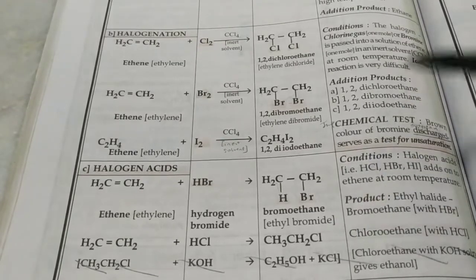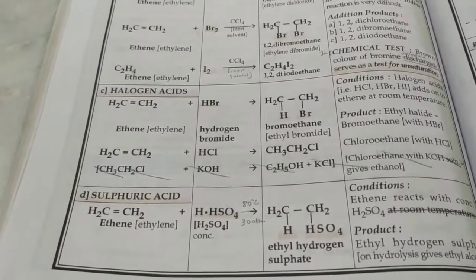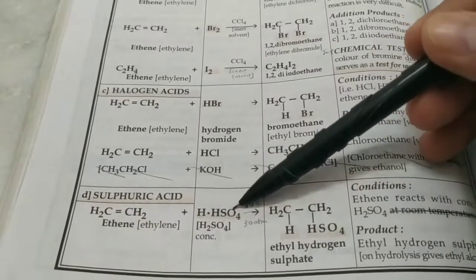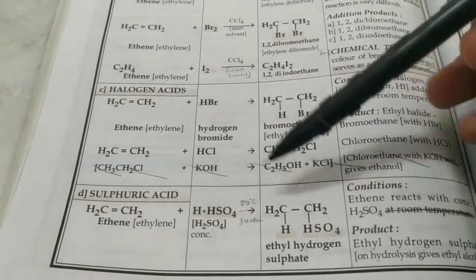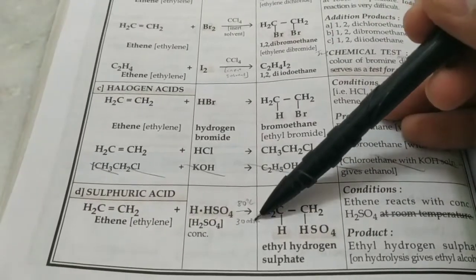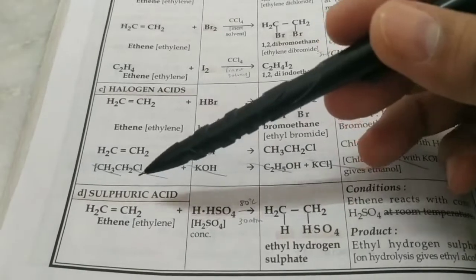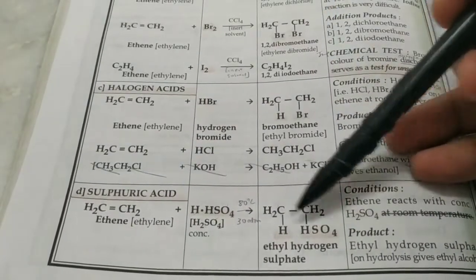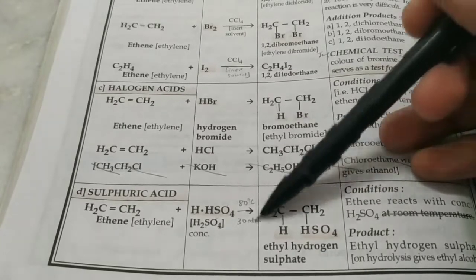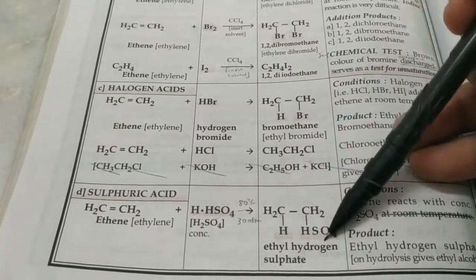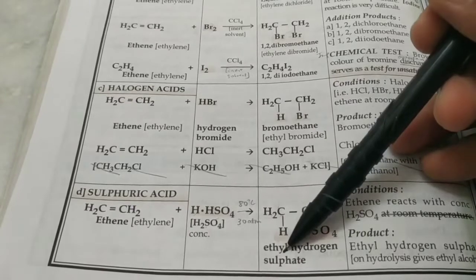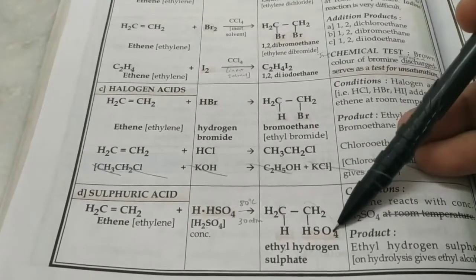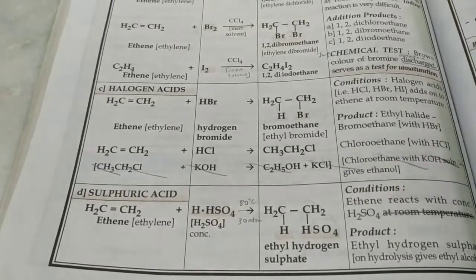What about sulfuric acid? Well, consider H2SO4 to be broken into H and HSO4. Now this reaction will happen only at 80 degrees Celsius and a pressure of 30 atmospheres. The double bond will be broken because these are addition reactions after all. The hydrogen will be attached here, the HSO4 will be attached here, and now this compound is called ethyl hydrogen sulfate. Why ethyl? 2 carbon atoms, so C2H5. Hydrogen sulfate or bisulfate, of course, that's HSO4.